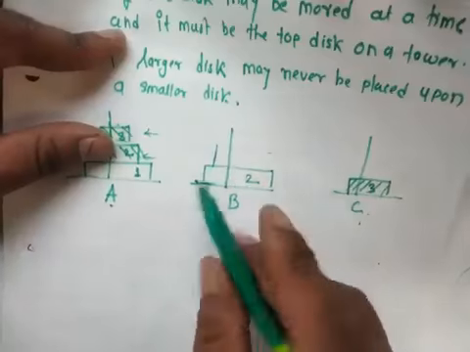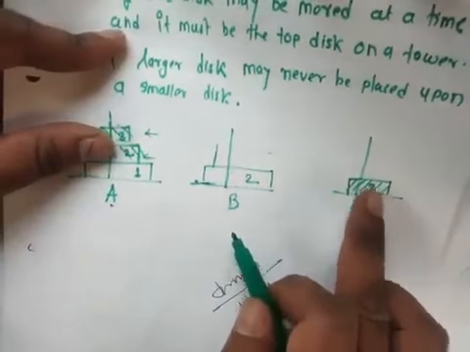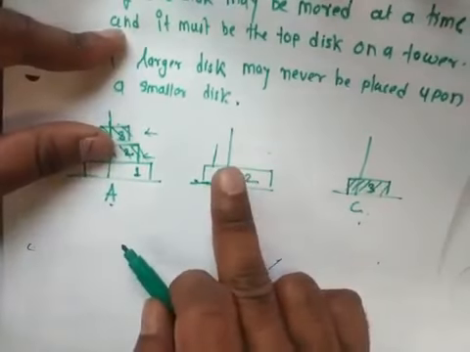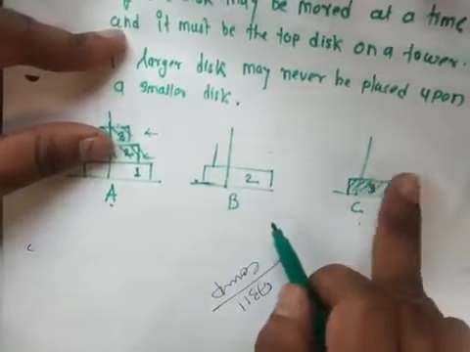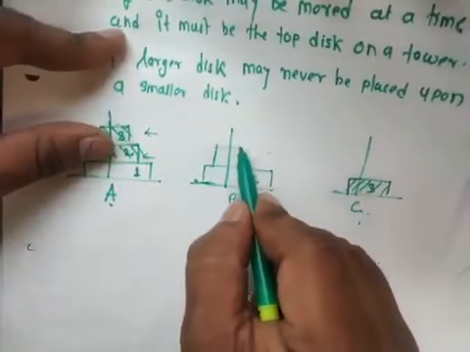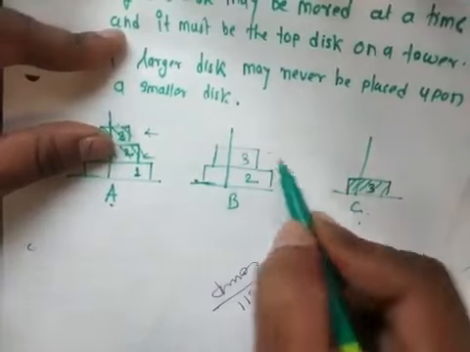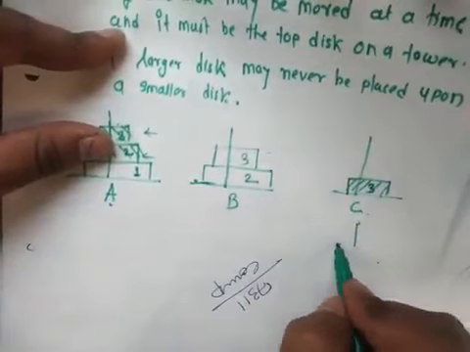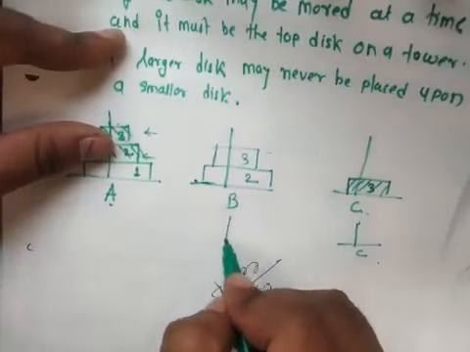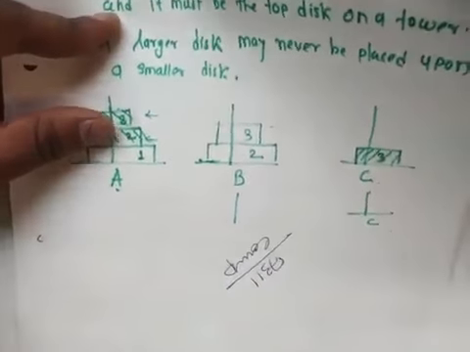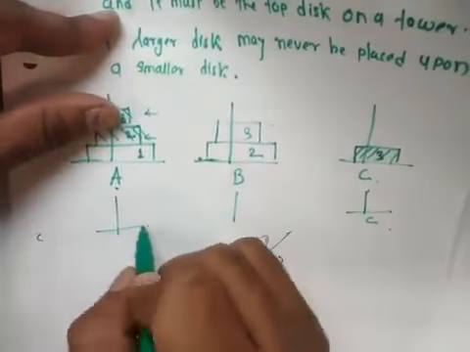Here I am going to put the smaller disks on top of the larger disks. We cannot move larger disks on top of the smaller disks. So here comes disk number 3. Now C becomes empty, like this. C will look like this, and B looks like this, and A is like this.